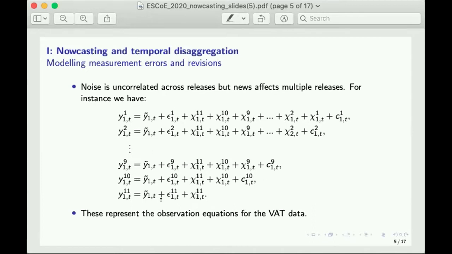Well, we can identify the epsilon compared to the XCs because the XCs affect all the releases. So for instance, the news which affect the last release will affect all the releases before, but the noise specific to the last release only affects the last release. So that's how we separate between the two components. Okay, okay, thank you.